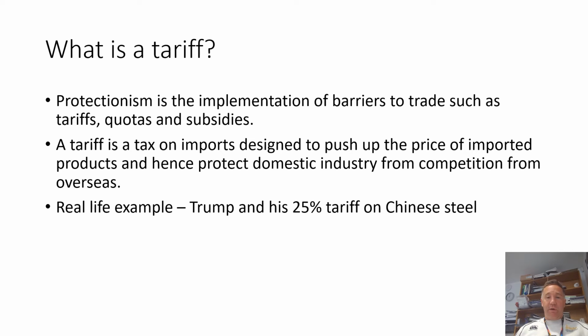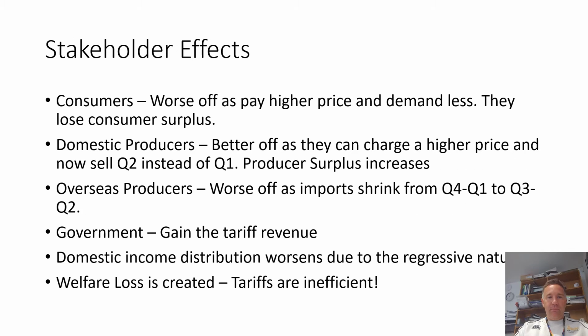A real life example we're going to have a look at later is Trump and his 25% tariff on Chinese steel that he tried to put in place in 2018. These will have clear stakeholder effects, and we need to use these in our evaluation in our essays. So I'll gradually work through these now, and then I'll go on to a slide with a picture of the diagram, which we can talk about with a labeled diagram.